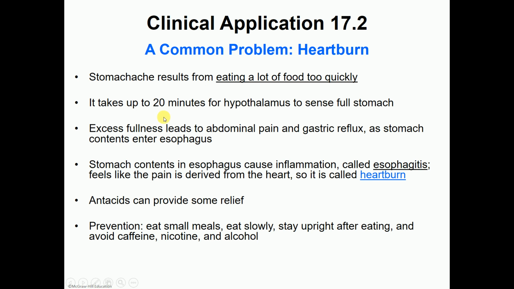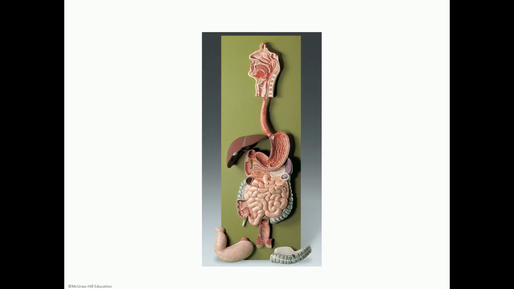So as you eat slower, that gives more time to the hypothalamus to adjust and feel full. But the faster we eat, the more we have the tendency to overeat, leading to the pull on the lower esophageal sphincter, and again leading to heartburn. Okay, and this ends this part.